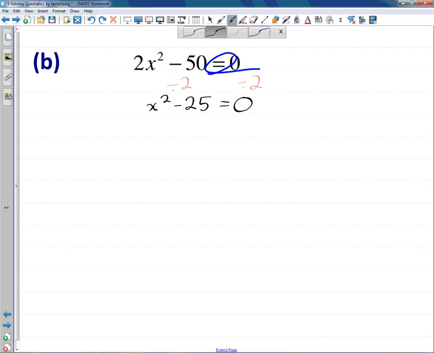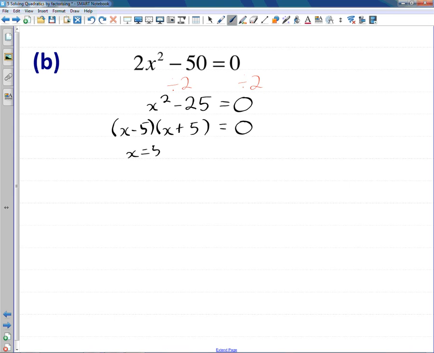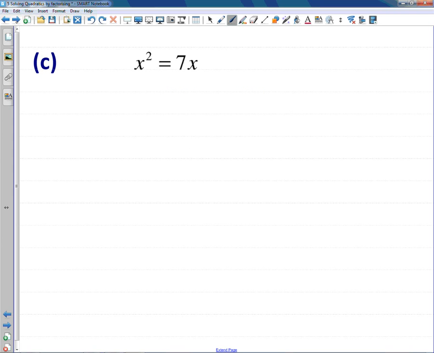Next, we have the difference of two squares. As mentioned earlier, they factorise like this. So we'll get x equals 5 or x equals minus 5. Although you could, if you wish, add 25 to both sides and then simply square root both sides. You get the same answer either way. Let's move on to C.